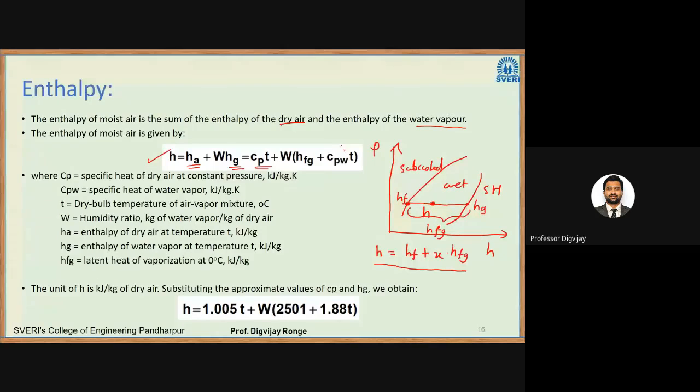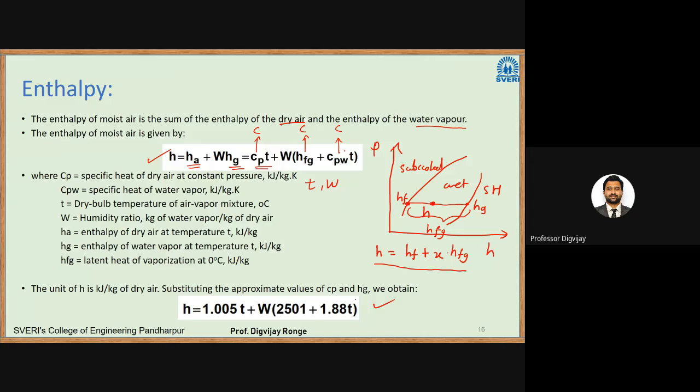Now in this case you can see Cp, the specific heat of air, is a constant. Then hfg, the latent heat of water, is also a constant. Cpw, the specific heat of water, is also constant. So we have these constant terms, and the variable terms here are temperature and humidity ratio. If I put in the values of these constants, the specific heat of air, specific heat of water, and latent heat of water, then I will get this equation.